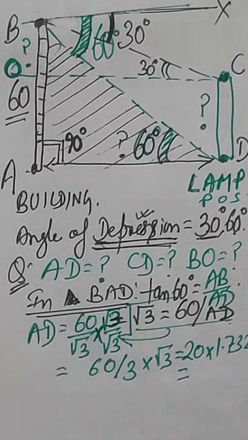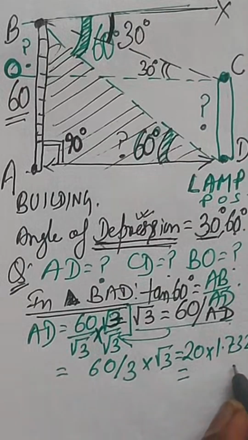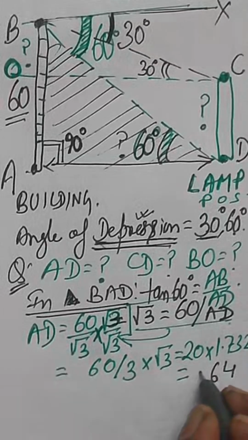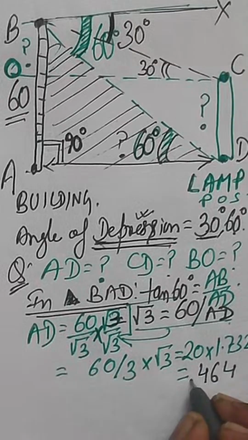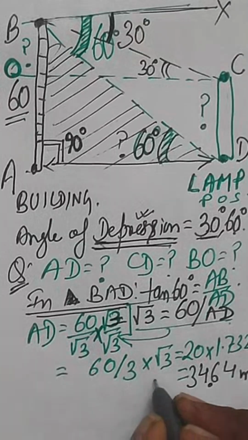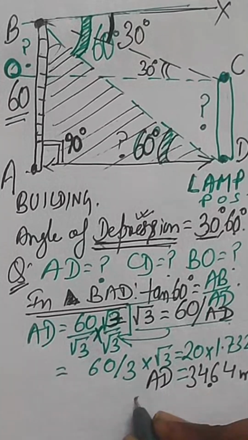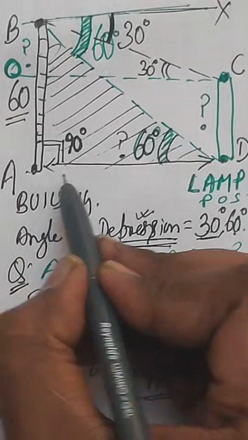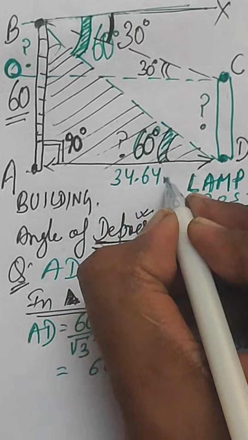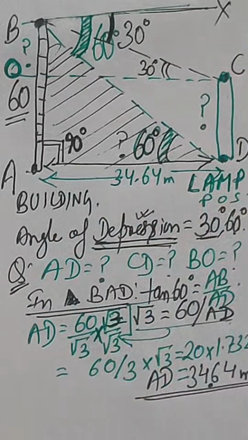So this will give you 17.32 into 2. 2 4s are 8, 2 3s are 6, 2 7s are 14, carry 1, 2. So you get 34.64 meter as the distance between the tower and the building. So this is calculated, and this is 34.64 meter. That is the distance between the building and the lamp post, right? So we have calculated AD over here, right?